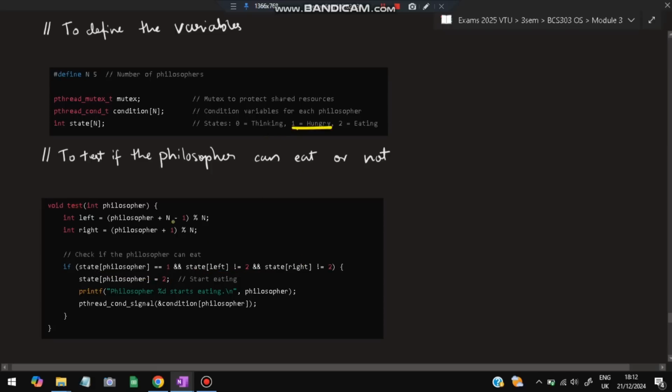One is hungry, right? So the philosopher seated in the middle is hungry, and the left neighbor is not eating and the right neighbor is not eating. In that case, the philosopher has both the chopsticks present and can use both to eat the food. If this condition becomes true, that means the philosopher can eat. So the philosopher state will become eating, we'll print it, and also in the conditional signal we will specify which philosopher is eating. This is the code for checking whether the philosopher can eat or not.